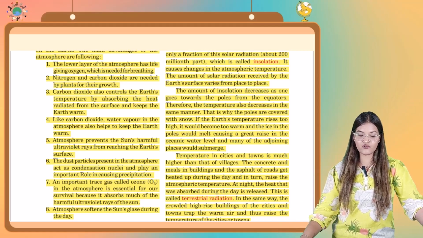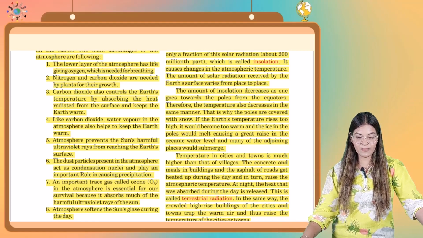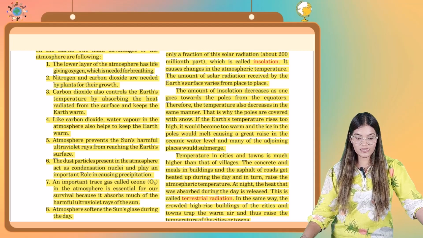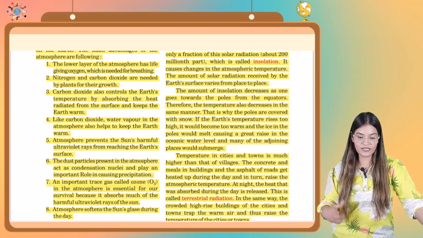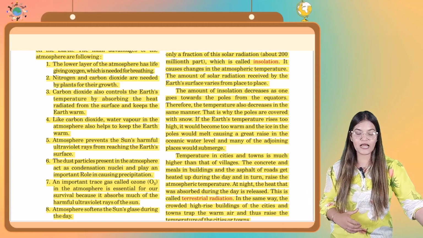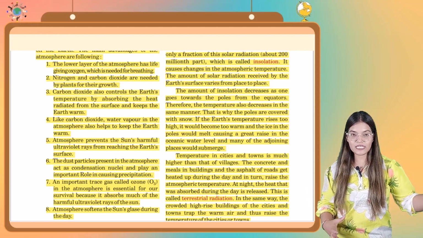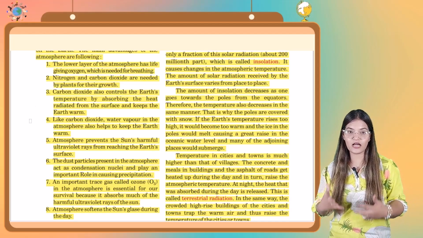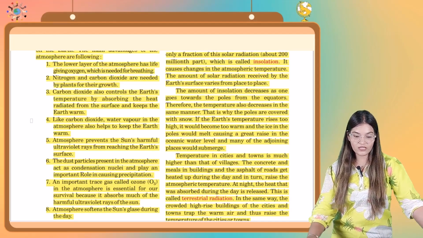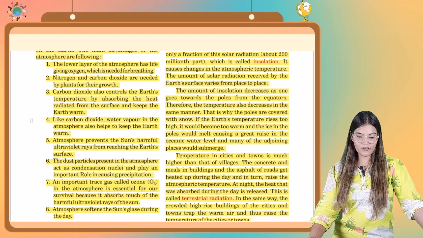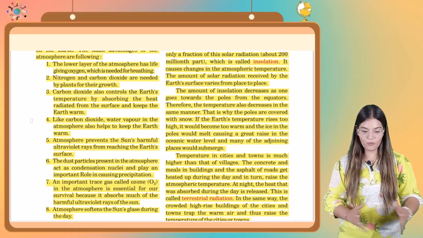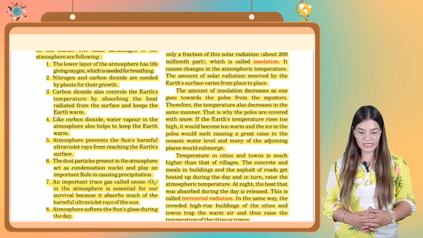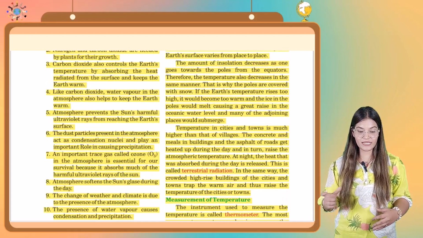Second, nitrogen and carbon dioxide are needed by plants for their growth. Third, carbon dioxide also controls the Earth's temperature by absorbing the heat radiated from the surface and keeps the Earth warm. कितनी हीट उनको मिली और किस वजह से उन्होंने कैसे उन्होंने अर्थ को वार्म रखा, राइट. Now fourth, like carbon dioxide, water vapor in the atmosphere also helps us to keep the earth warm.